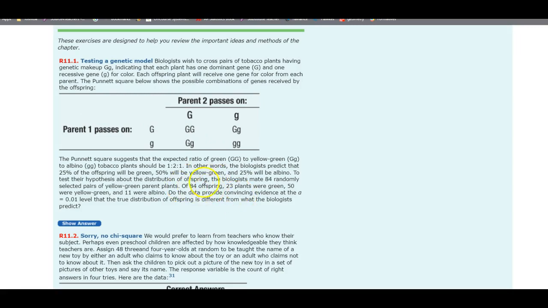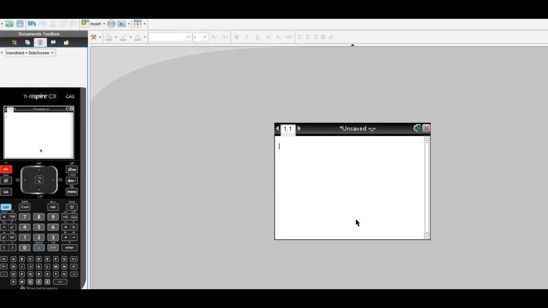But these 84 offspring are a random sample of the whole population, so we want to say that this population that these 84 were taken from follows those expected counts. Or the alternate would be that at least one of them does not follow the expected counts. So I think you told me you have an Inspire, so I'm going to use my Inspire here.